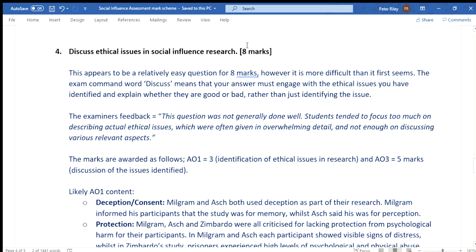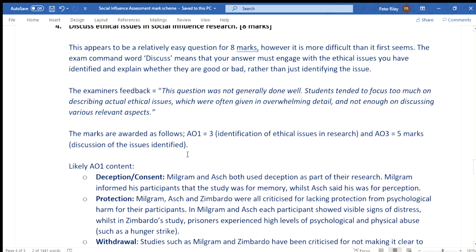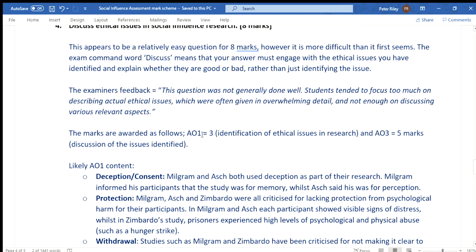So if we have a look at the question for discuss ethical issues for 8 marks, 3 marks are awarded for AO1, so that's your knowledge of ethical issues in the context of social influence research, and then the vast majority, the 5 marks, are actually for the discussion. So you're going to receive more marks for actually discussing and saying whether or not these ethical issues are good or bad, rather than actually just identifying the ethical issues.